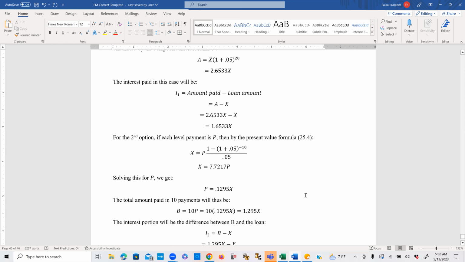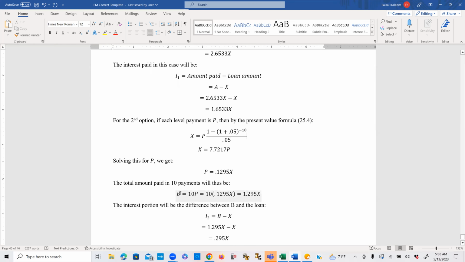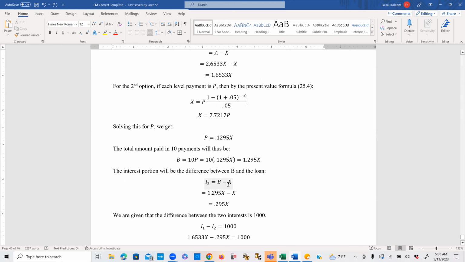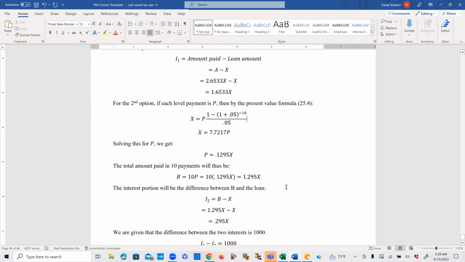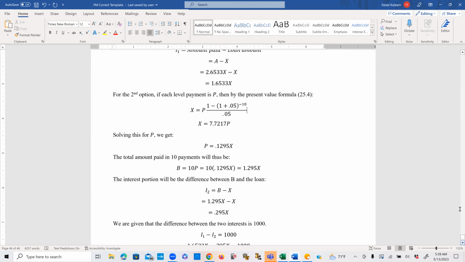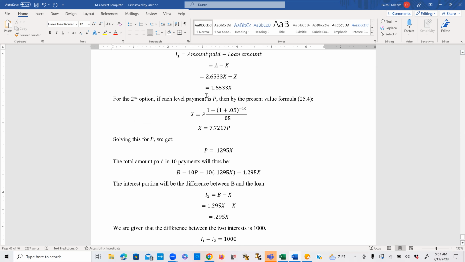And once again, the interest paid in the second option will be the total amount paid in these 10 payments minus the loan amount. So it would be B minus X, and B is 1.295X, and the loan amount was X, and the difference would be 0.295X. And now we are given that the difference between the two interest amounts is 1,000. So I1 is the first interest amount, which came out to be 1.6533X, and the second one, I2, was 0.295X. So the difference of those two is 1,000. I1 minus I2 is 1,000.